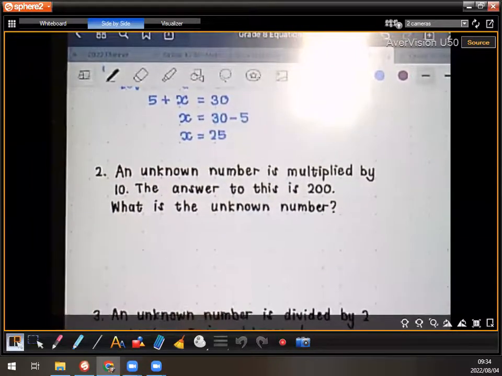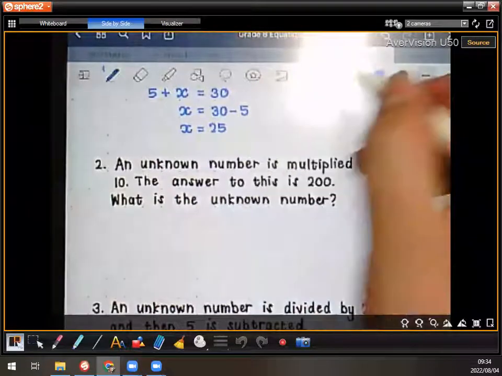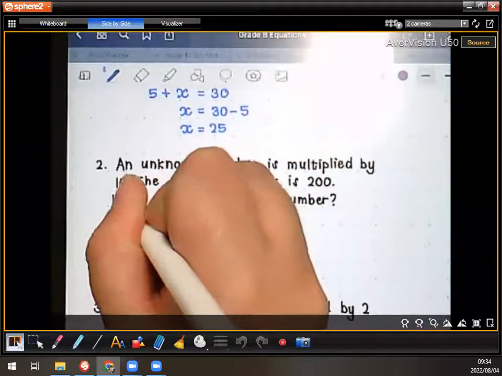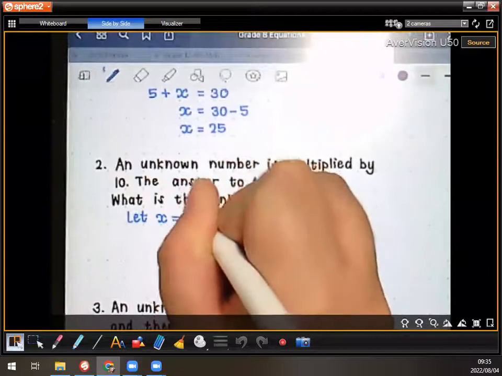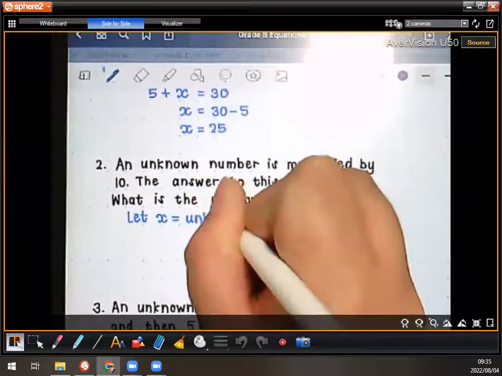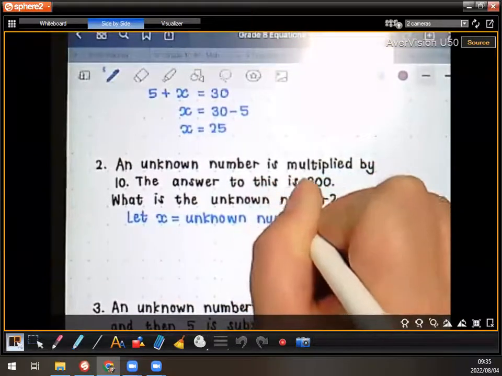All right, let's look at this one. An unknown number is multiplied by 10. The answer to this is 200. What is the unknown number? Let's first say let x equal the unknown number. Yes?